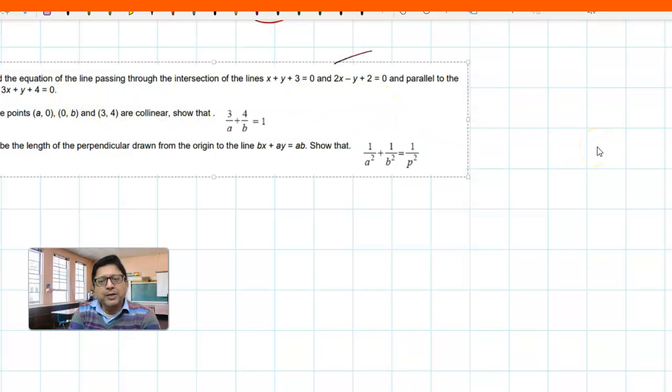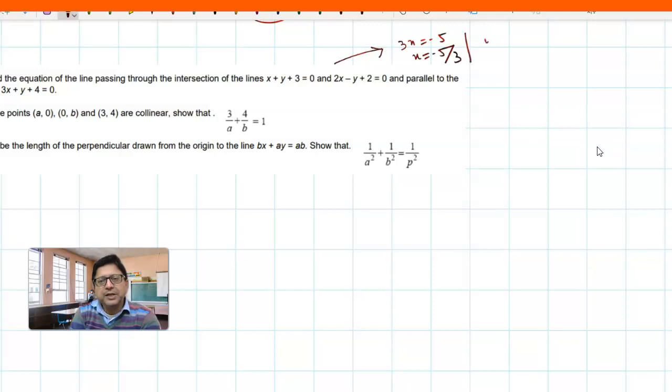Next, a line passing through the intersection of these two and parallel to this line. So you will be solving these two to get their point of intersection. If you add them, 3x is minus 5, x is minus 5 by 3, and y is going to be 2x plus 2, so minus 4 by 3.